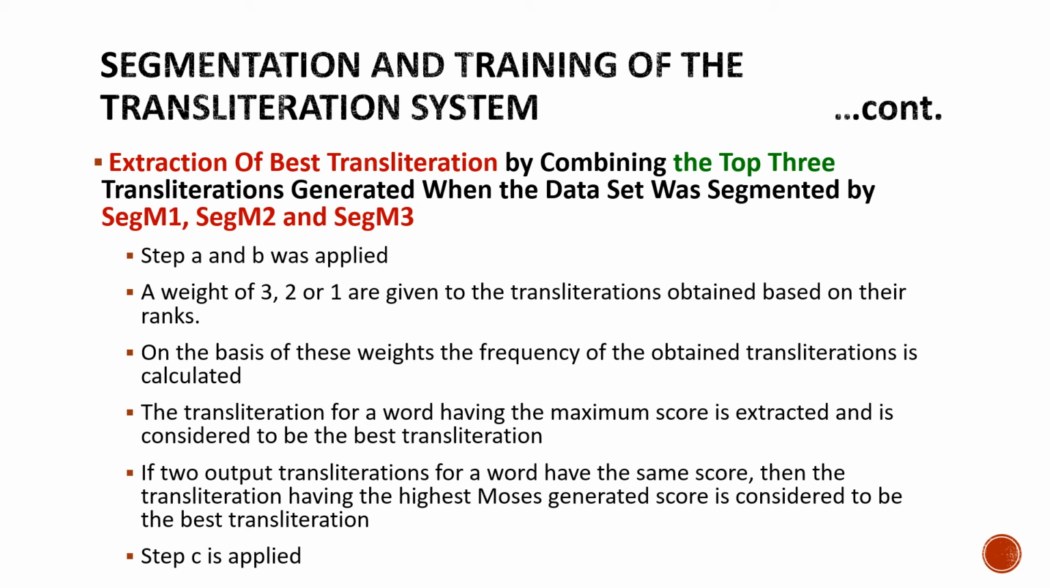Extraction of the best transliteration by combining the top 3 transliterations generated when the dataset was segmented with 3 different segmentation methods. First of all, steps A and B were applied. Weights of 3, 2, and 1 are given to the transliterations based on their ranks. On the basis of these weights, the frequency of the obtained transliterations is calculated. The transliteration for a word having the maximum score is extracted and considered to be the best transliteration. If 2 output transliterations for a word have the same score, then the transliteration having the highest Moses generated score is considered to be the best transliteration. After that, step C is applied.